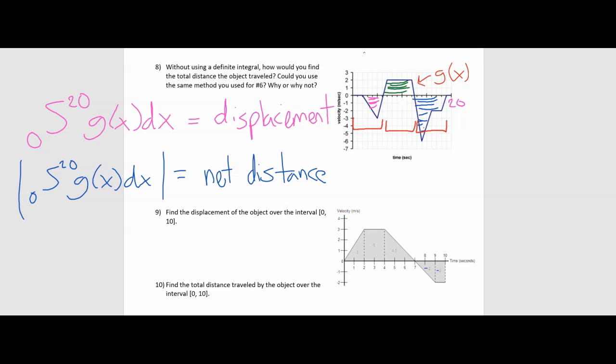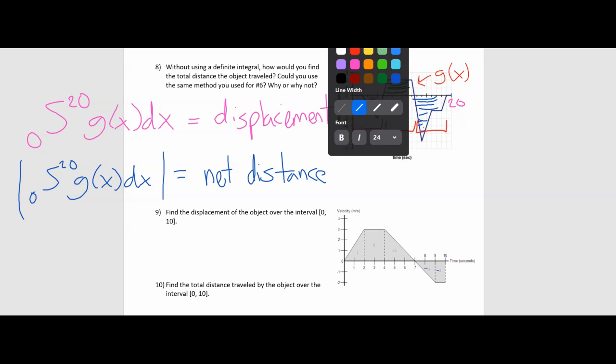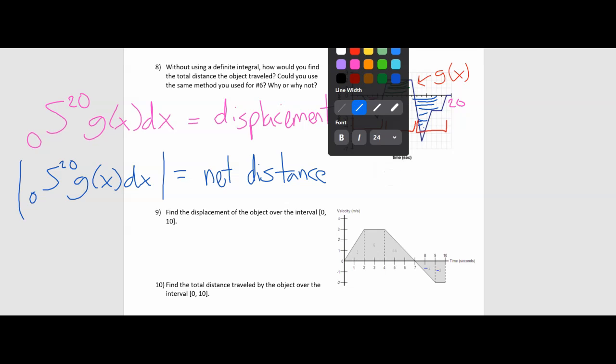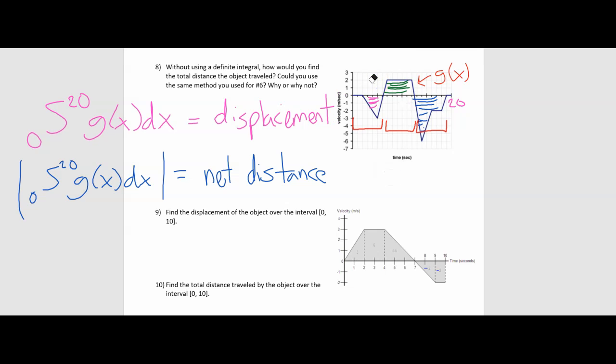There's a couple different ways to do this. One is on your calculator. One is by hand. On the calculator, it's quite easy. All you do on your calculator is, let's do this in brown. On your calculator, you're still going from 0 to 20. All you have to do is put absolute value signs around your function.